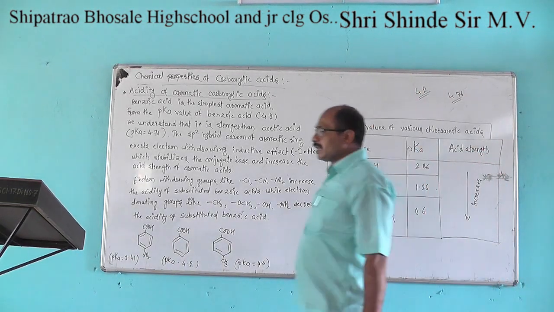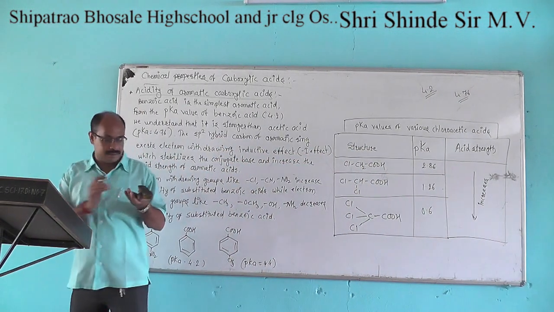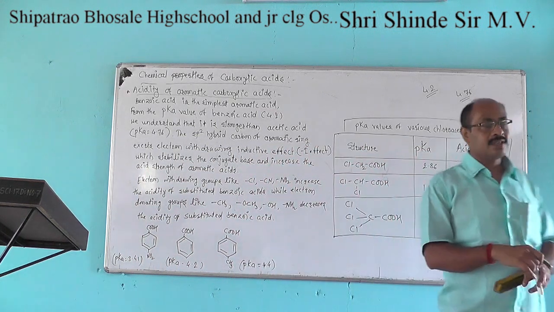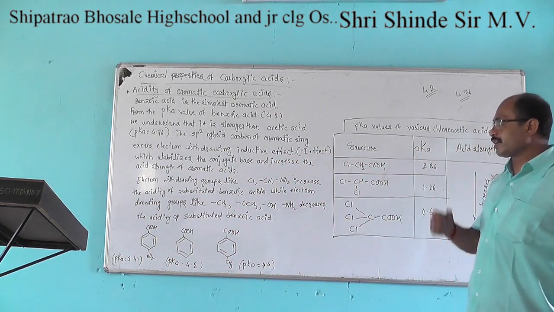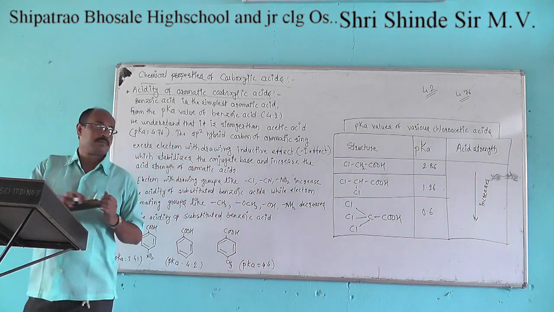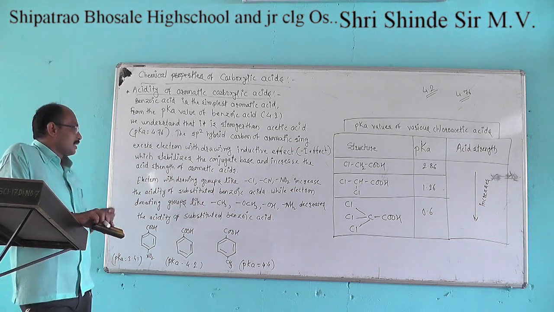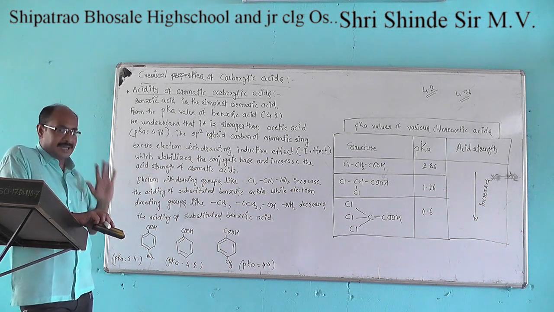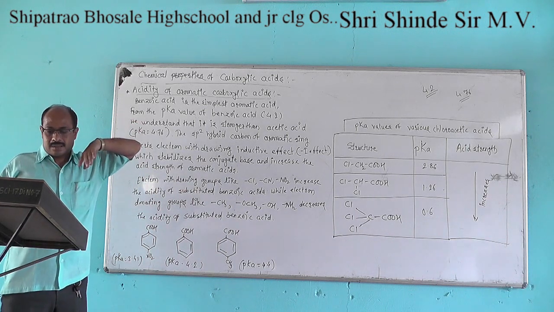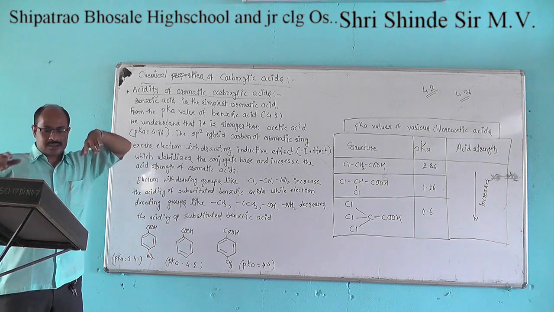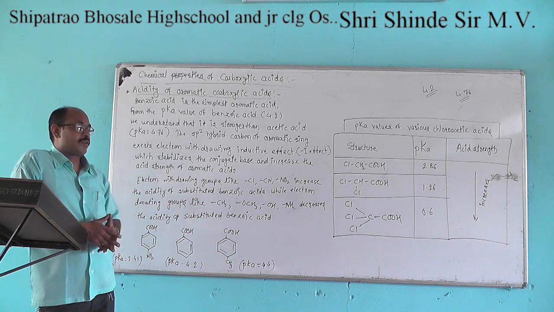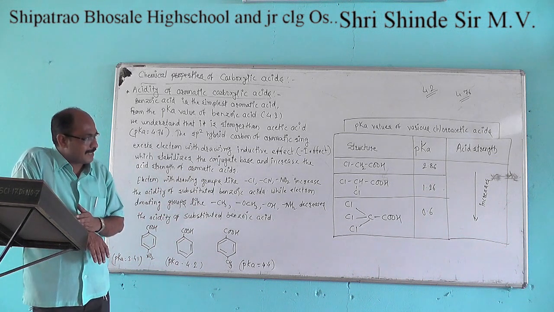So the sp2 hybridized carbon of the aromatic ring has a stronger electron withdrawing inductive effect, which stabilizes the conjugate base and increases the acid strength of aromatic acids. When we observe the table of compounds having electron withdrawing substituents, the more the number of electron withdrawing substituents, the lower the pKa value.